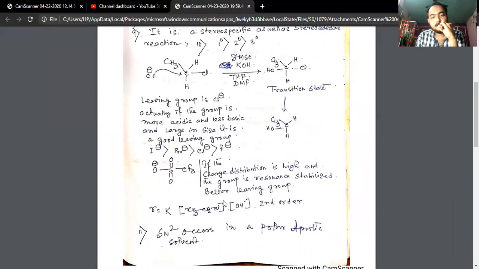You can see here the power is 1. If you want to find out the order of the reaction, then you should sum these orders. Now 1 plus 1 is equal to 2. That's why it is a second order reaction. Always remember, SN2 is a second order reaction. You can find it properly in your chemical kinetics.